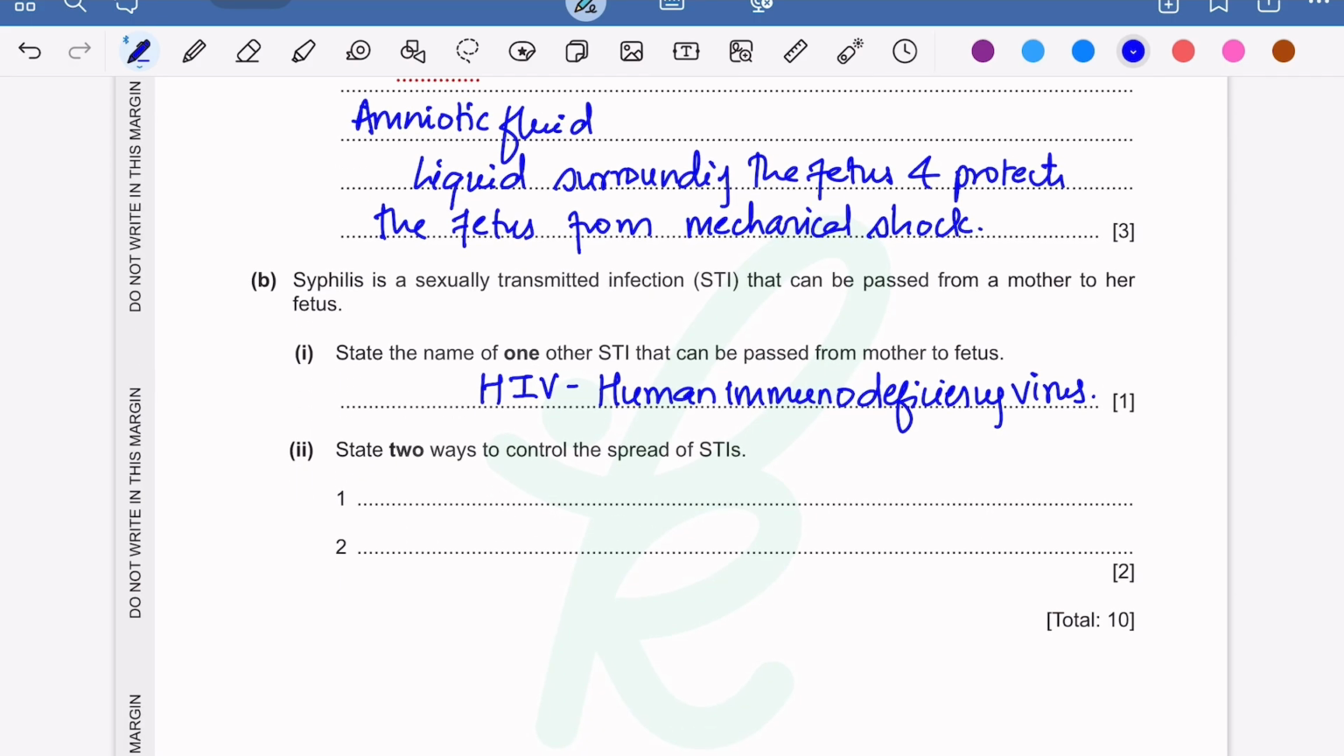Next, state 2 ways to control the spread of STI. So that can be through no sharing of needles and secondly it can be safe blood transfusions.